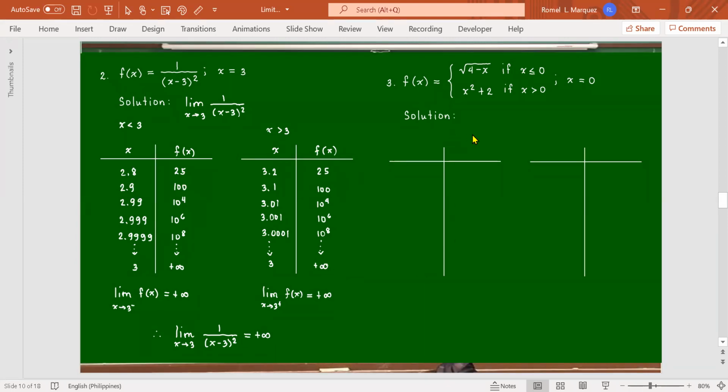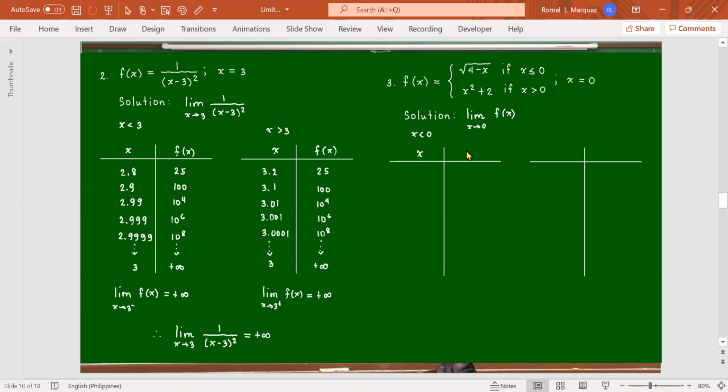So what about number 3? Given this f of x, which is equal to this piecewise function: if x is less than or equal to 0, we have the square root of 4 minus x. If x is greater than 0, we have x squared plus 2. We are interested in how f of x behaves when x is near 0. That is, we want to know the limit of f of x as x gets closer and closer to 0.